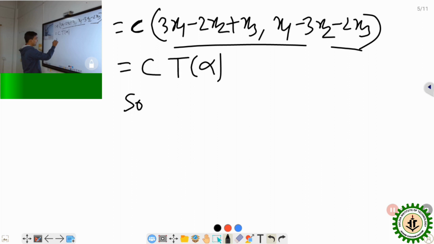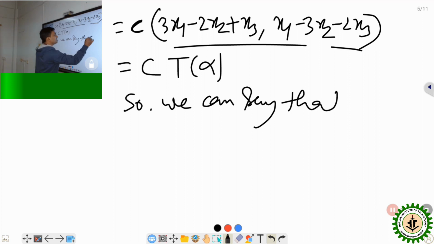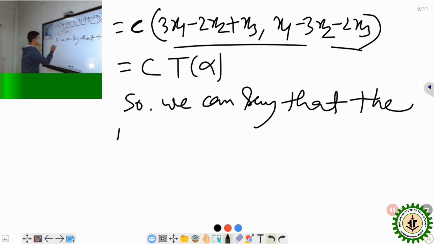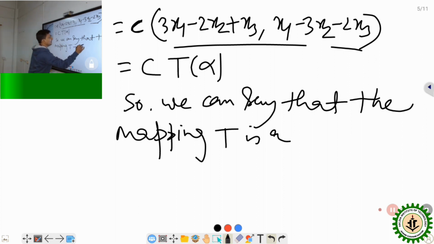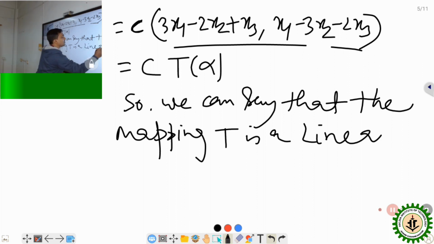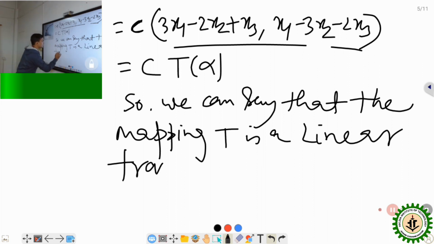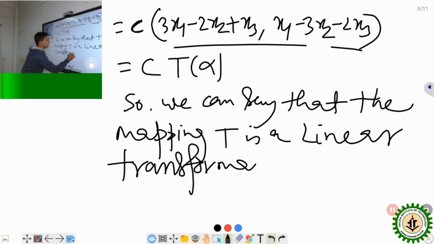So we can say that the mapping T is a linear transformation. In this way we can check whether any particular mapping is a linear transformation or not. Now we'll go for another type of linear transformation, called the identity transformation.